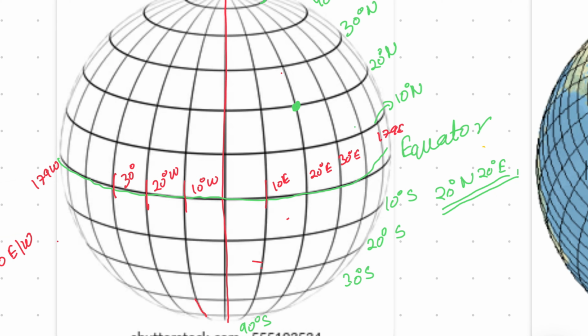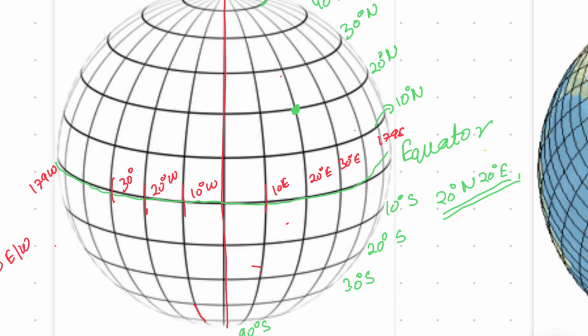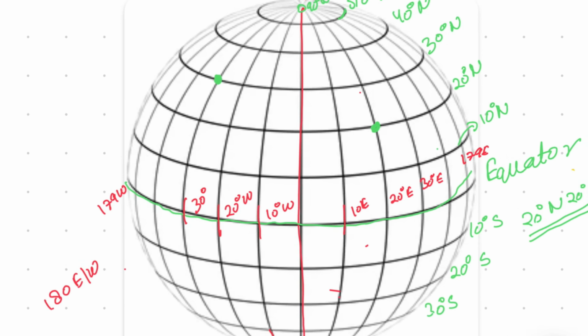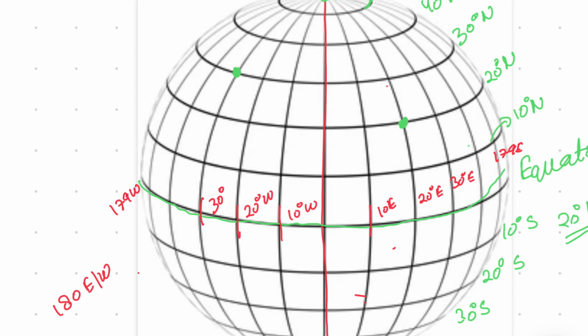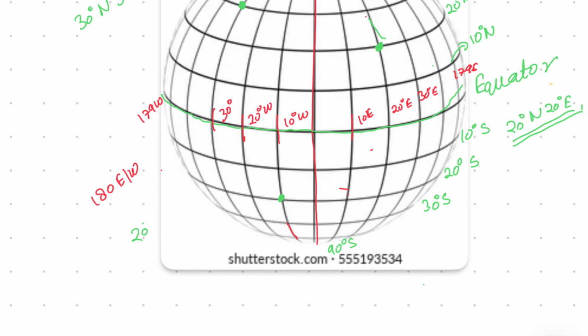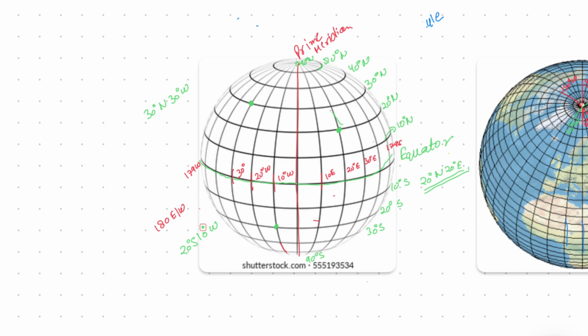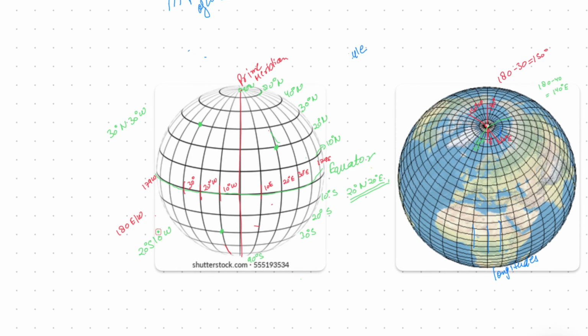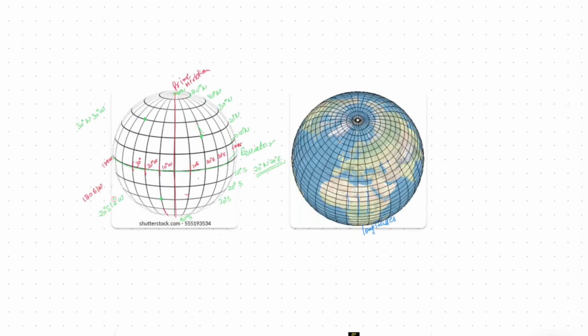Let's take another example. Suppose someone is standing here. How do we write it? First, we'll write its latitude, that is 30 degree north, then longitude 30 degree west. Okay. Another example, someone is standing here. So we'll write it as 20 degree south and 10 degree west. Okay. This is how we plot coordinates or position on our Earth. I hope you got this concept.